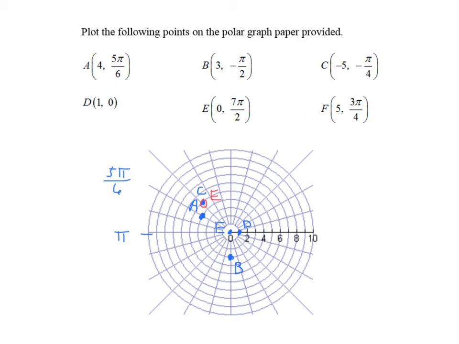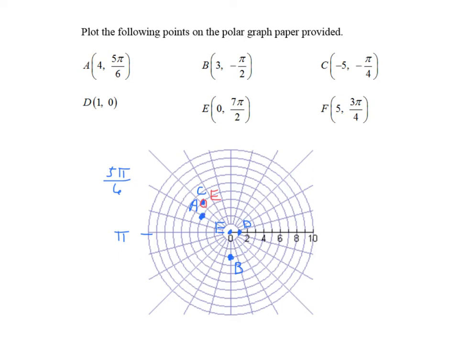Point C might be the trickiest one. You had to find negative pi over 4, which is over here, but hopefully you noticed that the r value is negative. And yes, what that means is we just want to head in the opposite direction that many units. So if we head out 5, 1, 2, 3, let's see, did I count that right? 1, 2, 3, 4, 5. Yes, there's where point C is in blue.